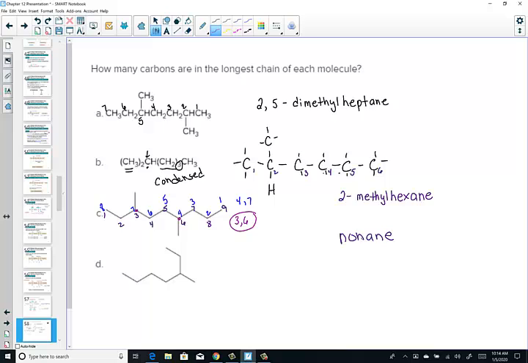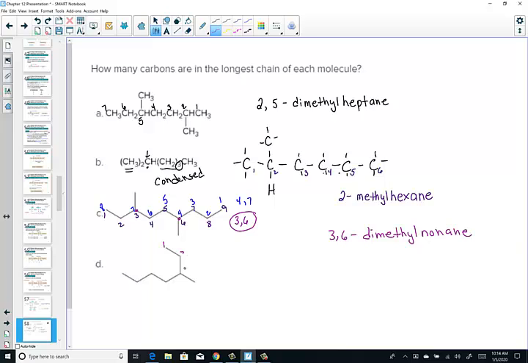So we would say, I'm going to just make sure we have this all written in one word, 3, 6. There are 2 methyl groups on a 9 carbon chain. 3,6-dimethylnonane.